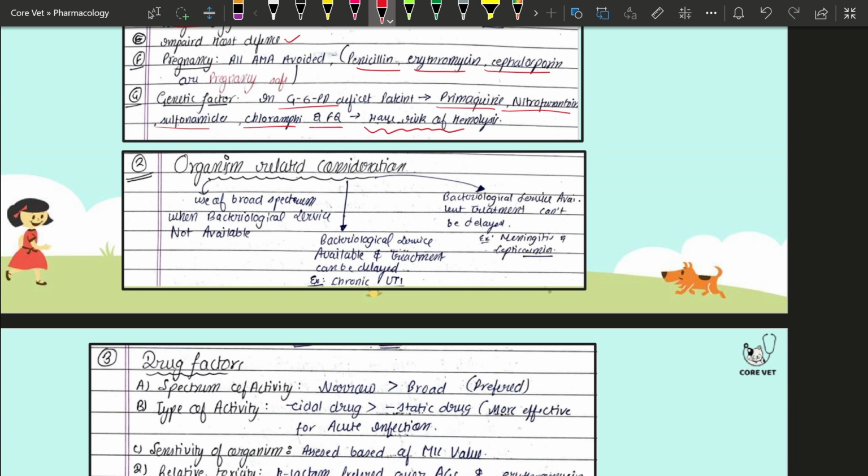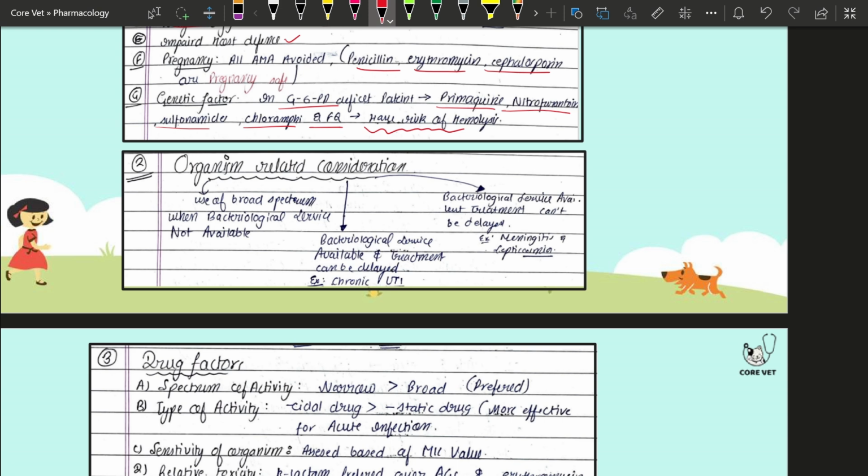In terms of the organism, you could use a broad spectrum antibiotic when you don't have any report. If you know that the organism is gram positive, you could use a narrow spectrum antibiotic towards that particular gram positive bacteria.